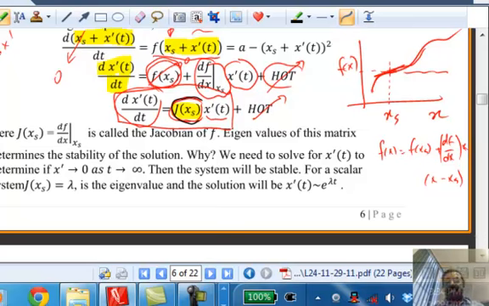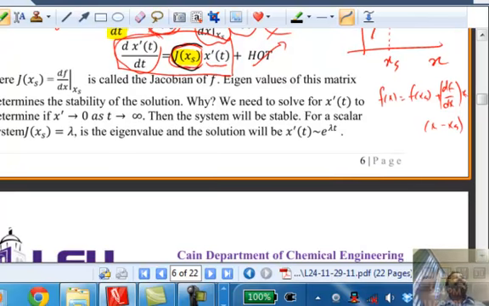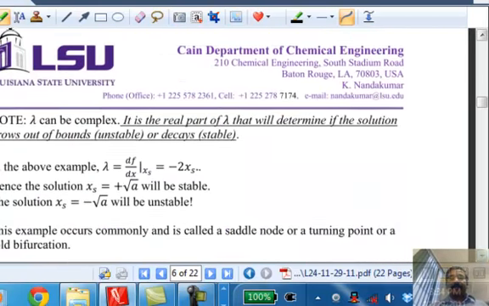Okay, that's the basic idea of linear stability analysis. It's called a linear stability analysis because we are neglecting the higher order terms. We are linearizing the original differential equation. Okay, let's do that analysis now for this particular problem.